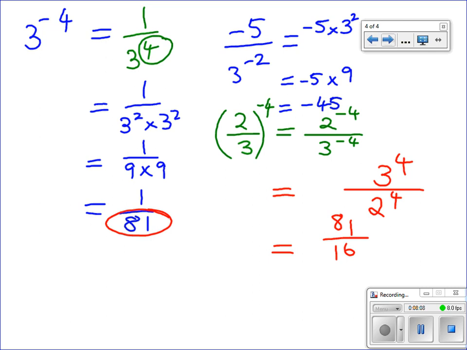I'm quite happy if you don't simplify that fraction any further. So, what we're going to do today, we're going to have a go at 6e, which happens to be on page 375. Have a good day.